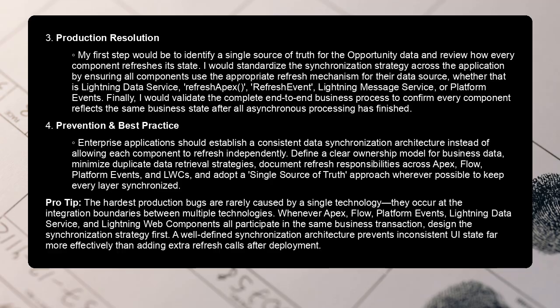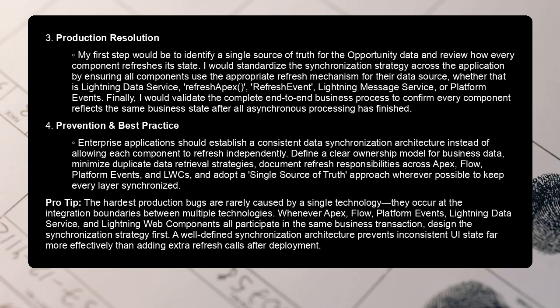4. Prevention and best practice. Enterprise applications should establish a consistent data synchronization architecture instead of allowing each component to refresh independently. Define a clear ownership model for business data. Minimize duplicate data retrieval strategies. Document refresh responsibilities across Apex, Flow, platform events, and LWCs, and adopt a single source of truth approach wherever possible to keep every layer synchronized.